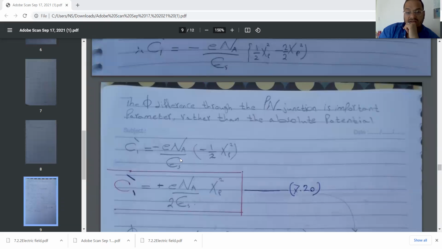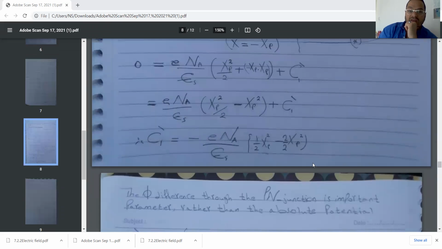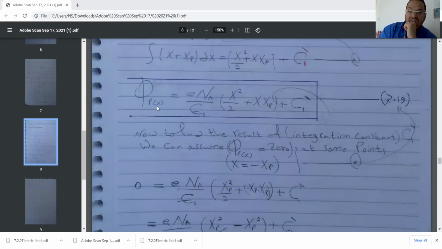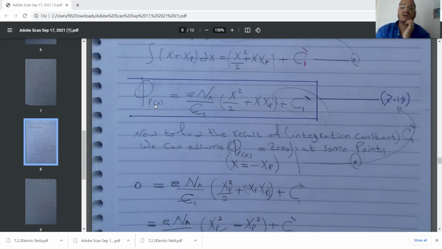After that, let's modify it. We can delete these two minuses because minus times minus equals positive, and equation 7.20 will equal the acceptor concentration divided by 2 times the permittivity, times the width at the P region squared. We will put 7.20 in the result of the potential at the P side, in 7.19, to calculate the final result of the potential at the P region.